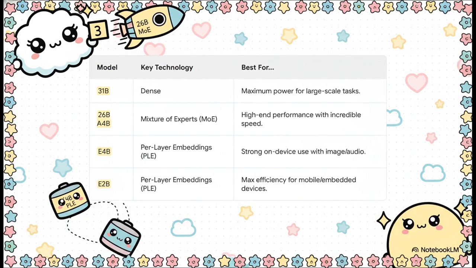And this slide just lays it all out perfectly. You've got the big, dense 31B model for when you need maximum firepower. You've got the incredibly efficient 26B mixture of experts model for high-end speed. And then the two E models using per-layer embeddings for amazing on-device performance. The big takeaway here is that there's a tailored solution for just about any hardware you can think of.